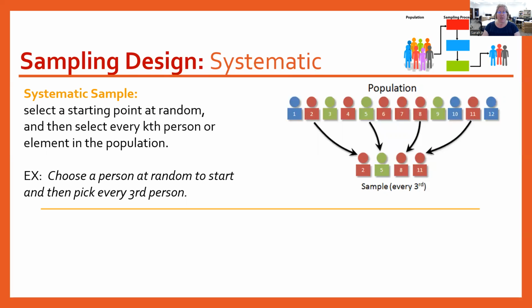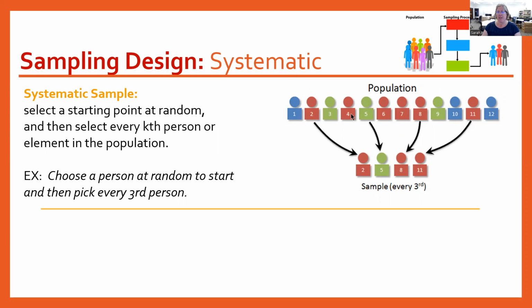Systematic is one we've actually touched on a little bit already in this chapter. This one you want to select a starting point at random, so that's where you're going to get your random element from. And then you're going to select every kth person of the population. So if we look at this population of 12 people, looks like they randomly started with person number 2, and then they went every third person.